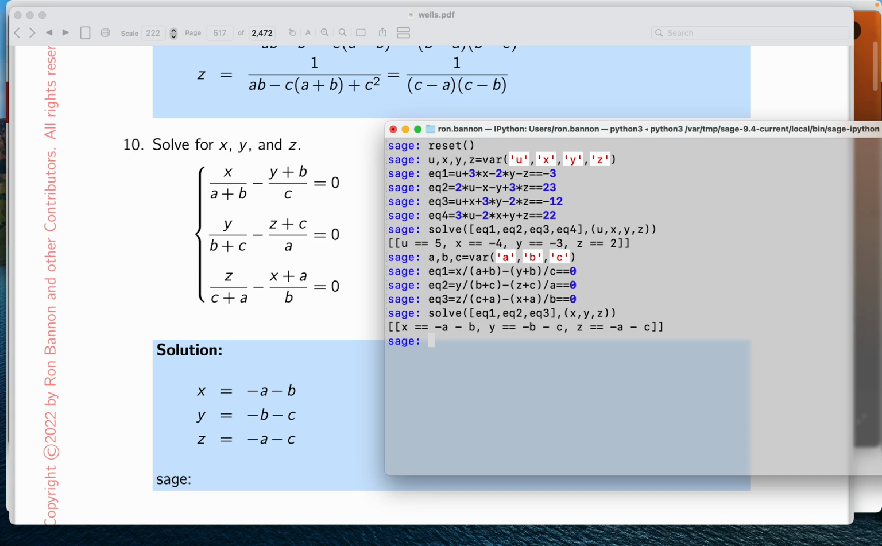And what does it give me? Well, it was really kind of quick too again. What does it give me? And you'll see when I get to this problem in the problem set that it's quite problematic. It says x is minus a minus b. It says y is minus b minus c. And it goes on to say z is equal to minus a minus c.